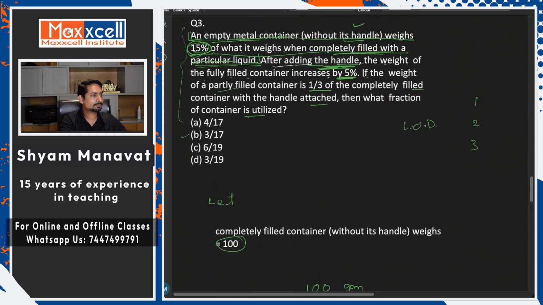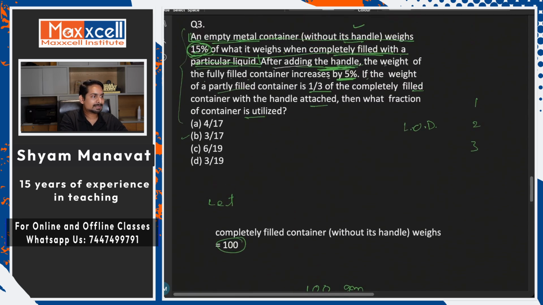Now, what's the question? The question is, if the weight of the partly filled container, so this time it's not completely filled, it's a partly filled container, is 1/3 of the completely filled container with handle attached. Read again: if the weight of the partly filled container is 1/3 of the completely filled container.